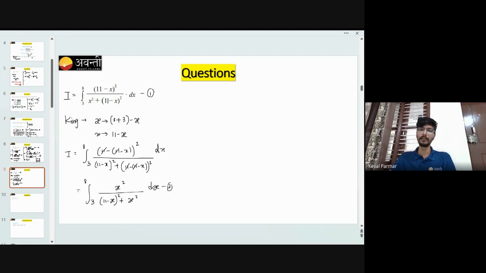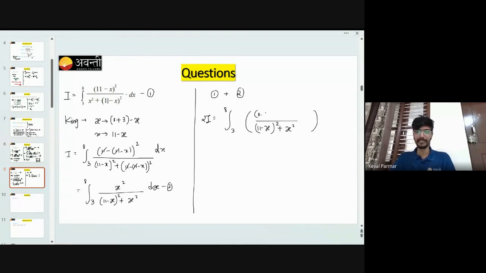Add 1 plus 2. If I add 1 plus 2, on the left hand side I'll get 2I, integration from 3 to 8. On the right hand side, the denominators are the same. That means I can directly take the LCM, and in the numerator I'll get (11 minus x) square plus x square, dx. And you can see the same will get cancelled. So I'll get integration from 3 to 8 of 1 dx. That means x from 3 to 8, that means 5. But this is the value of 2I. That means what is the value of I? It is 5 upon 2.